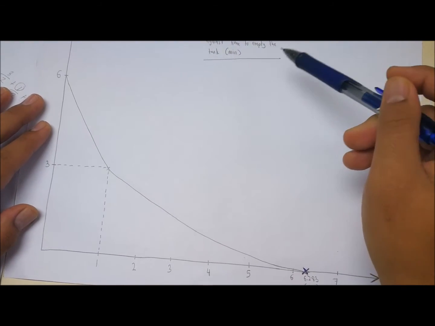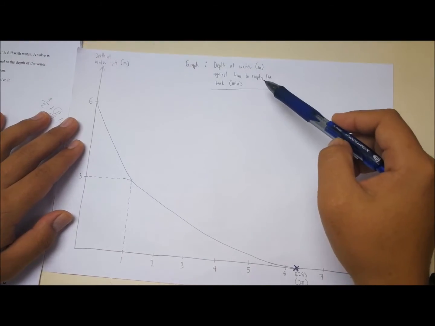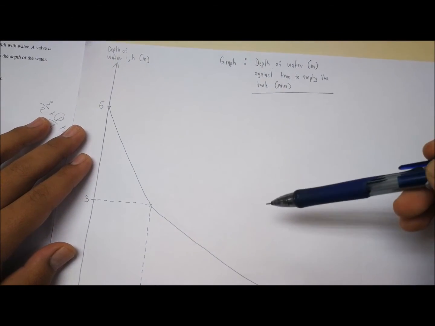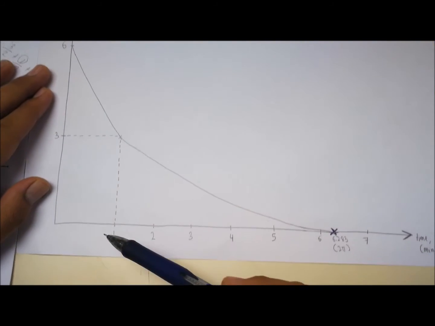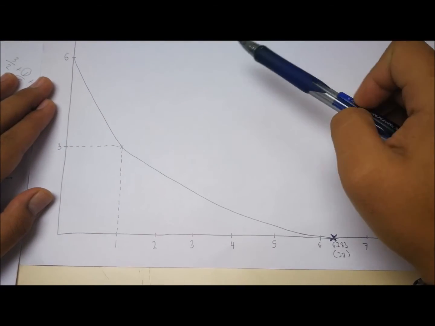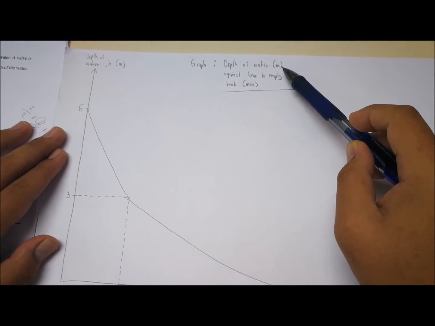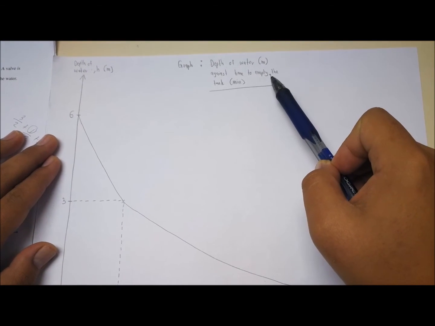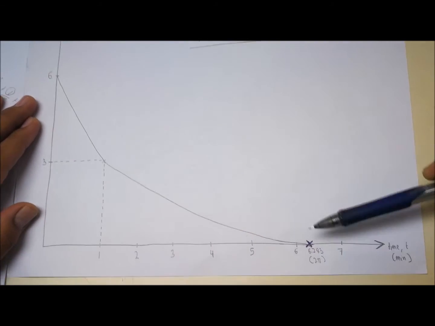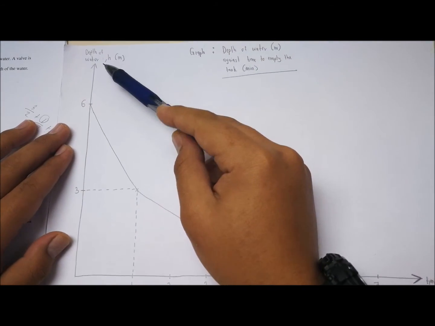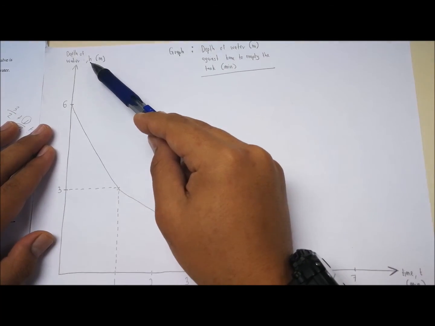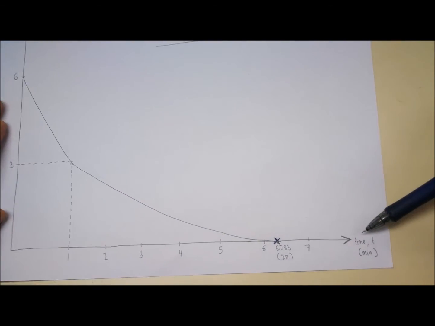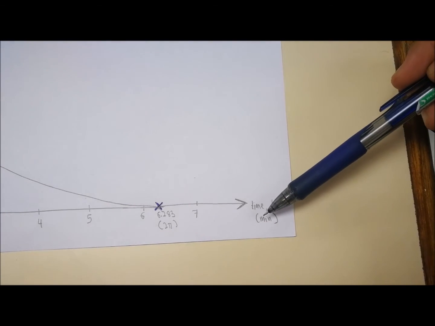Okay, so finally we're going to prove our solution for this question. Here we plotted a graph. As we can see, the graph is about the depth of water in meters against the time to empty the tank in minutes. This is the depth of water in meters. This is the time taken to empty the tank in minutes.